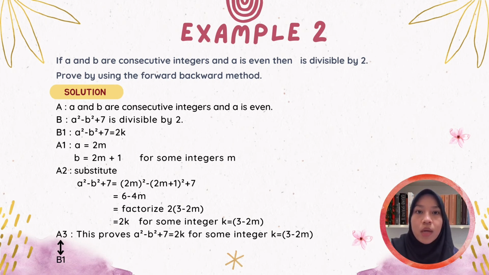After we get A1, we can move to A2. In A2, we just substitute A equal to 2m and B equal to 2m plus 1 into A squared minus B squared plus 7, and when we solve it, we get 6 minus 4m. After that, we factorize it until it is equal to 2k like we want in B1. So we factorize it and we get 2 times (3 minus 2m). Then for A3, we conclude that A squared minus B squared plus 7 equals 2k for some integer k equal to 3 minus 2m, is proven. So it's the same as in B1. So this is our solution for example 2.